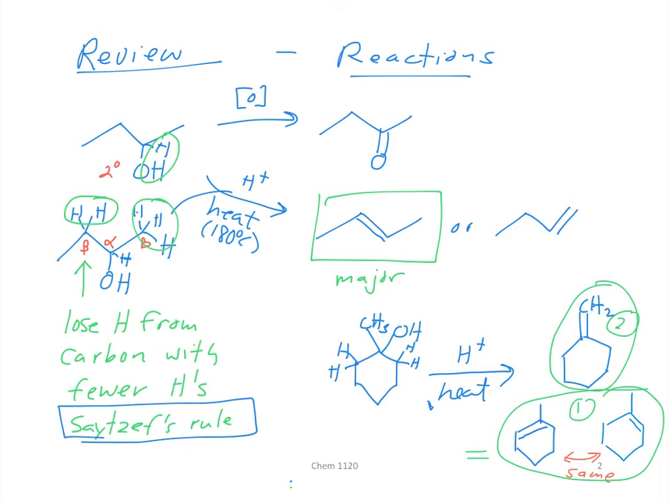So we're generating the double bond that has the most carbons attached by removing the hydrogen on the carbon that has fewer hydrogens. So this one would be the major product. When I say more highly substituted, I mean it has more carbons attached. That one's more stable.